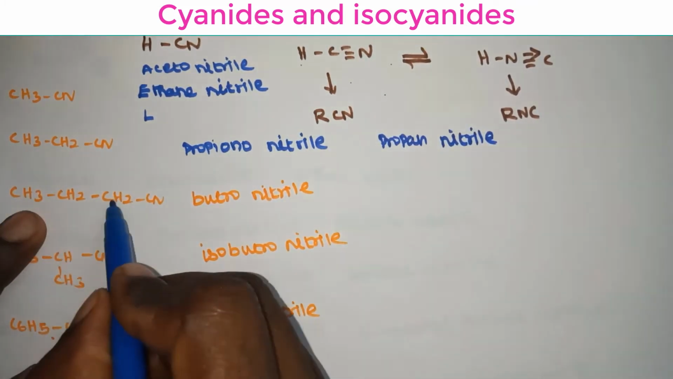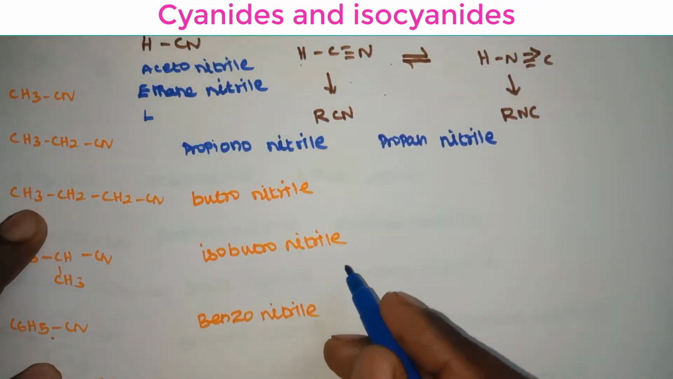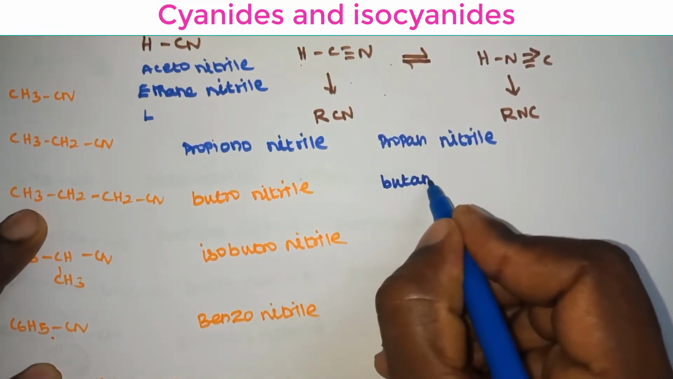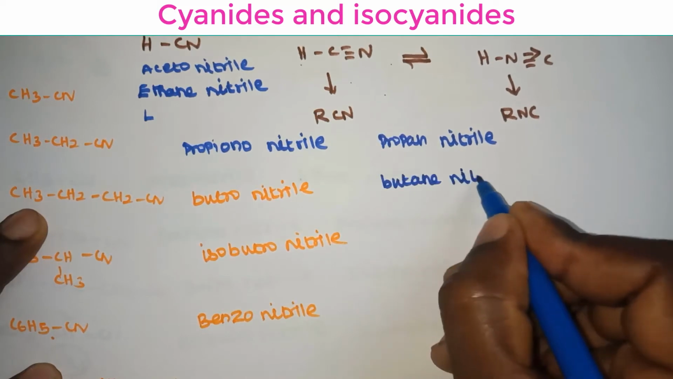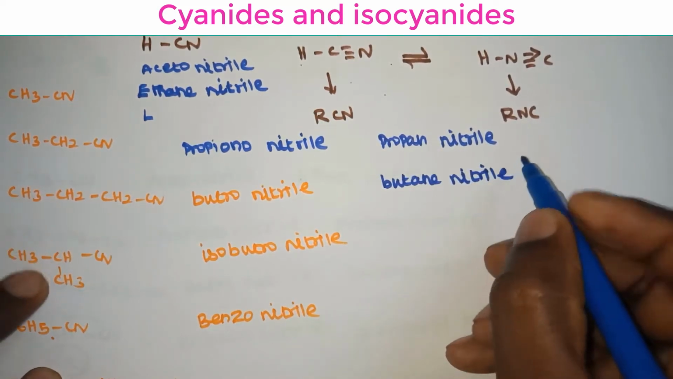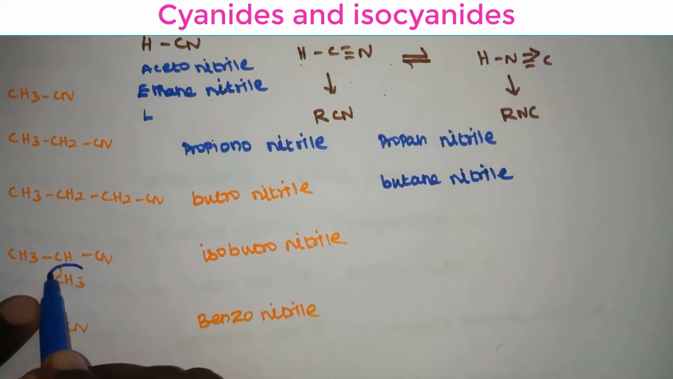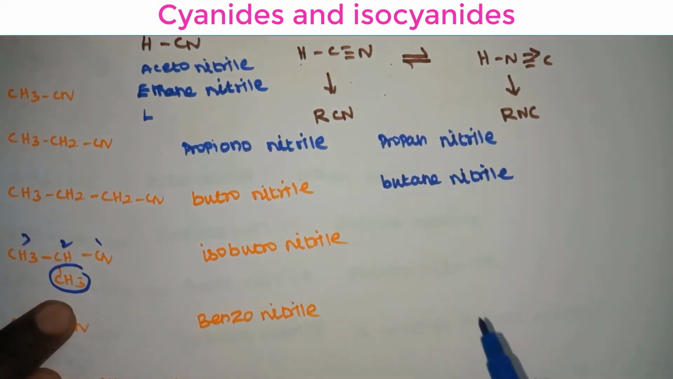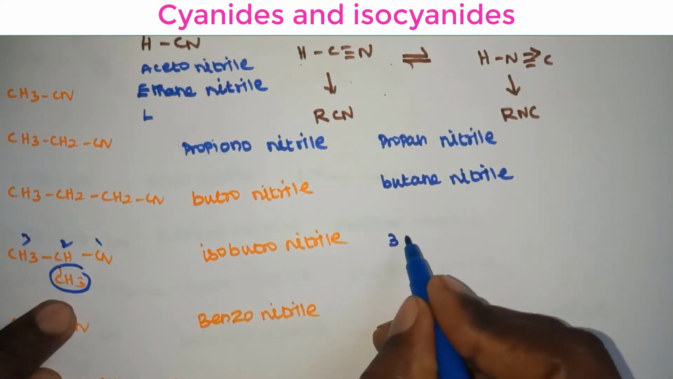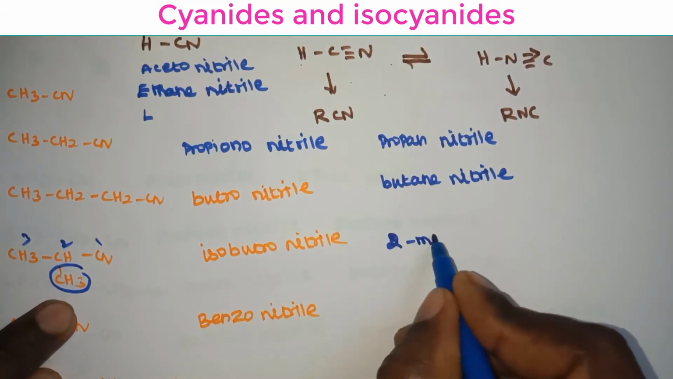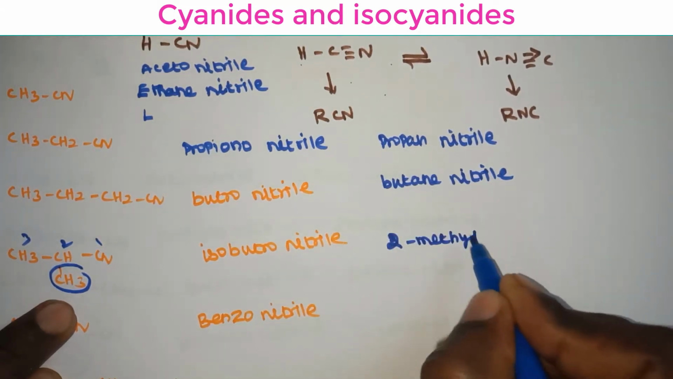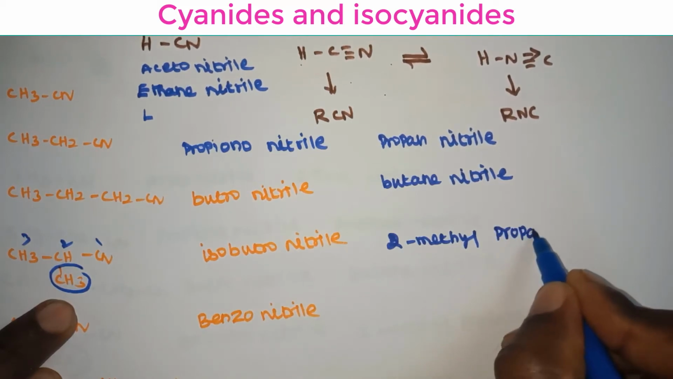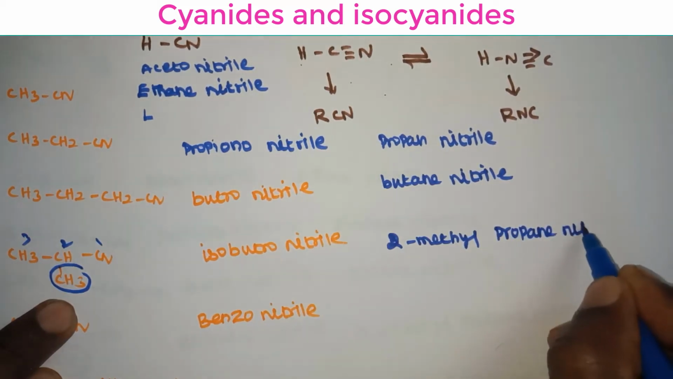Next one, 1, 2, 3, 4 carbons are present, so butane nitrile. Next one, 3 carbons are present, and on the second carbon 1 methyl group is present. So 2-methylpropane nitrile.